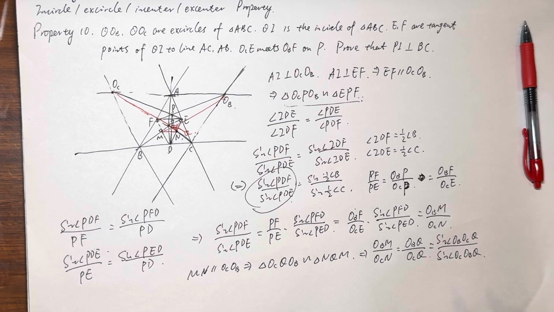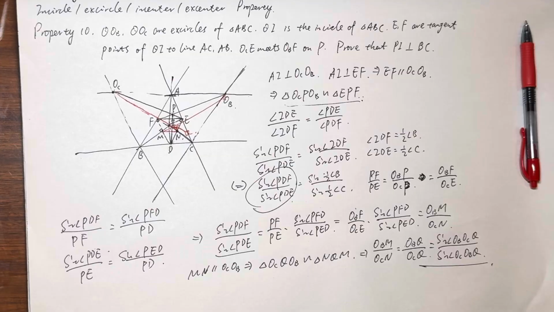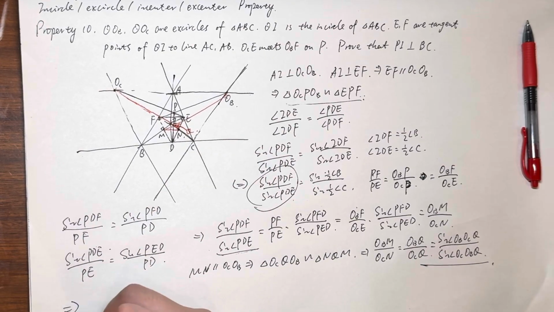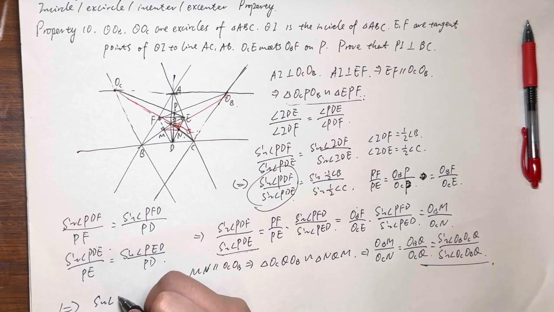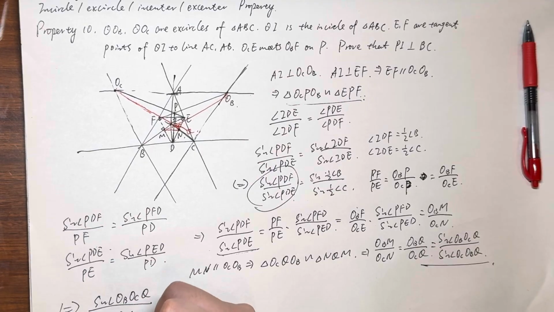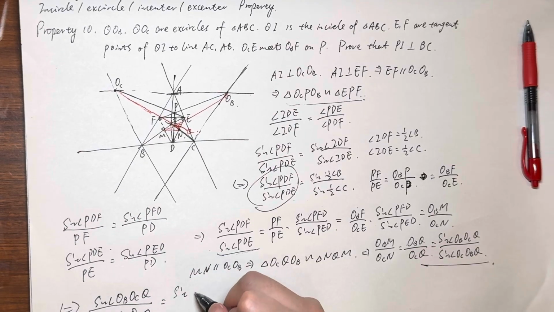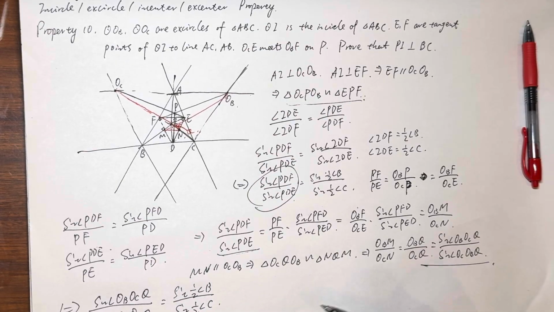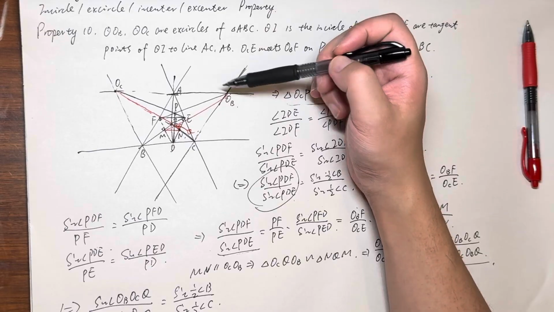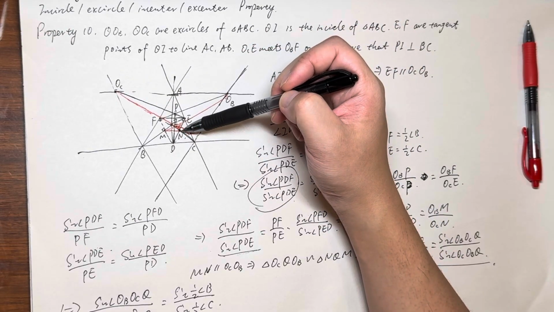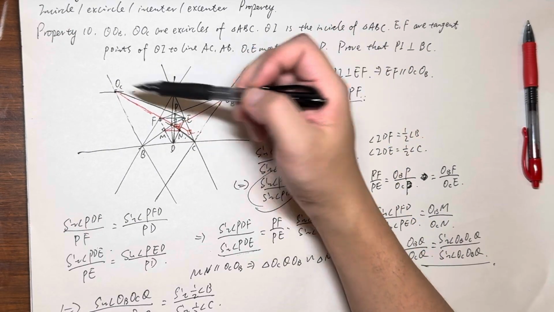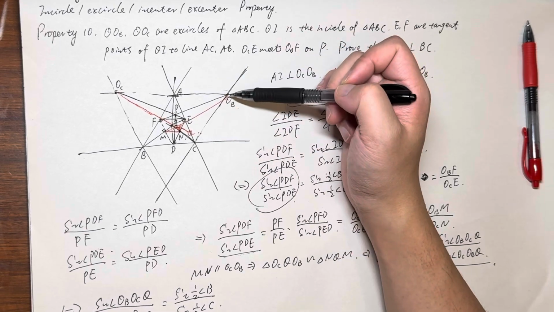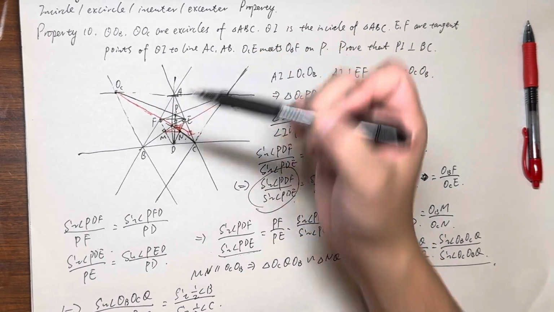Now the question is, how can we prove? We already know this, the ratio of this one equals the ratio of this one. Now it's equivalent to prove that sine angle OBOCQ to sine angle OCOBQ equals sine half of angle B to sine half of angle C. Now let's look at angle OBOCQ or OBOCN. What's the angle of OBOCN?